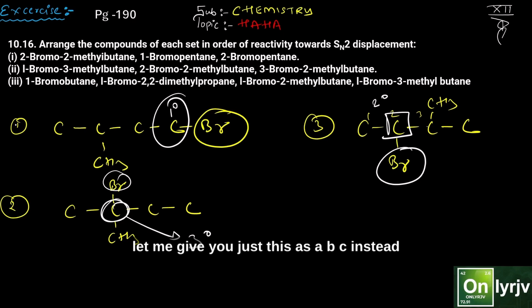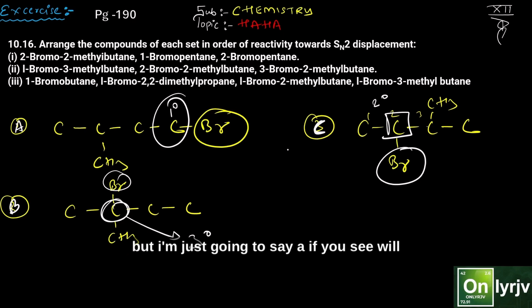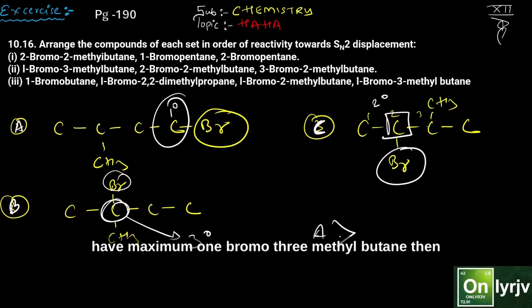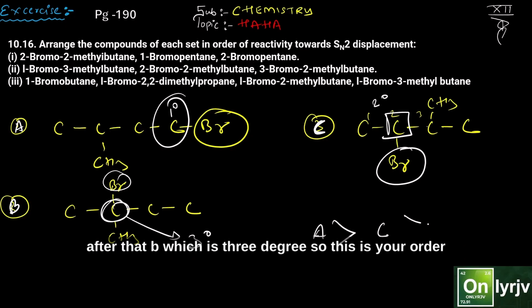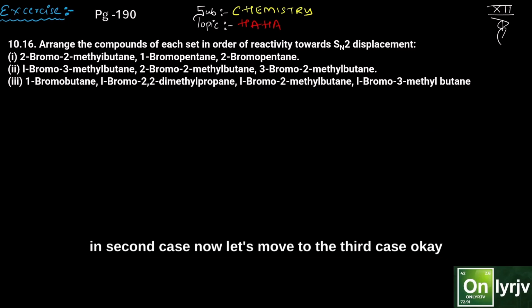So let me just label this as A, B, C instead of writing the name. You write the name in the exam, but I'm just going to say A. If you see, it will have maximum reactivity: 1 bromo 3 methyl butane. Then the 2-degree here, 2 bromo 3 methyl butane, so C. Then after that B, which is 3-degree. So this is your order for reactivity in the second case. Now let's move to the third case.